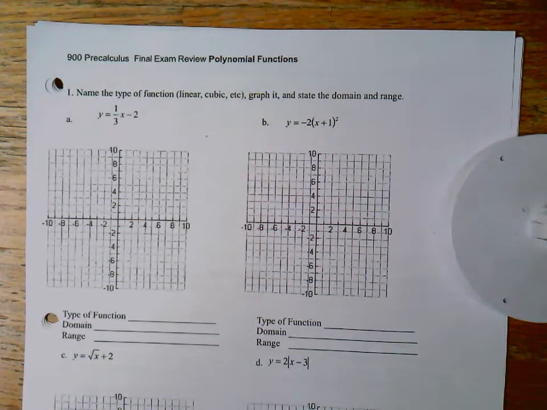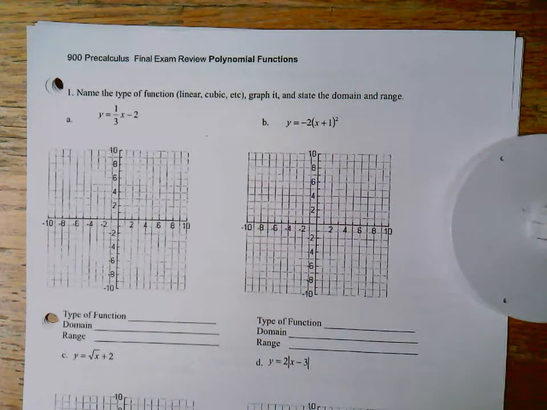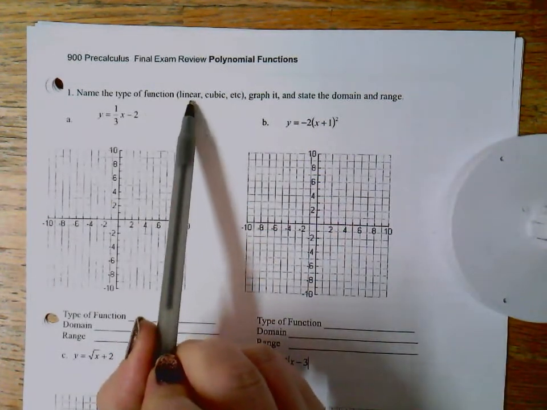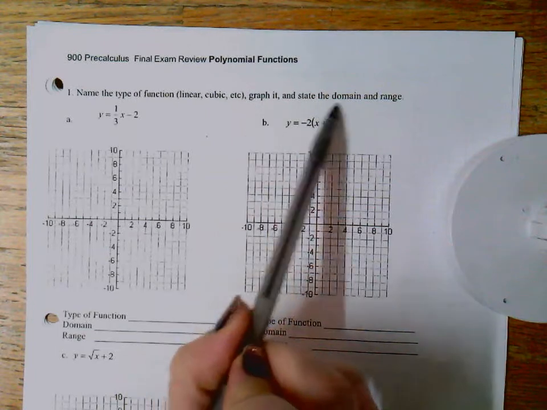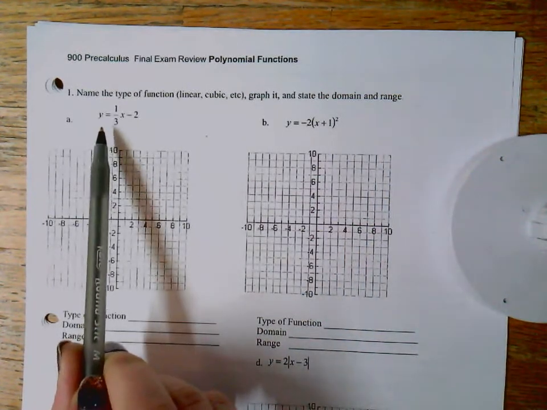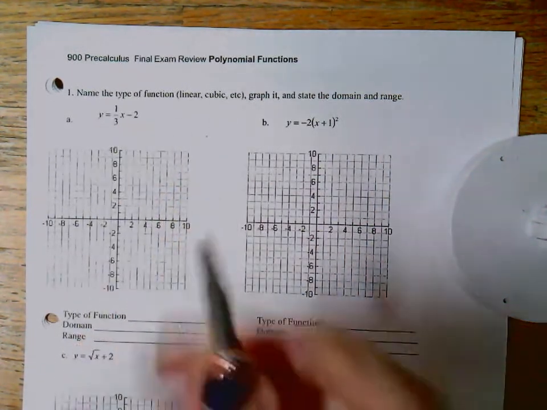So this is a review of polynomial functions. First, you're going to identify the type of function, linear, cubic, etc., graph it, and state the domain and range. So number one is a linear function.